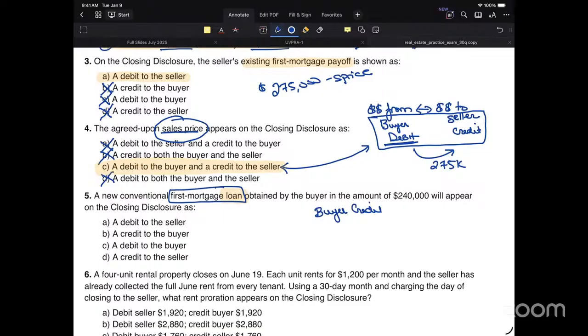Now, in previous questions, we might have had a seller debit, but that's not going to be our answer. It's a buyer credit because the buyer's receiving it, but who's bringing this money? And that would be the bank. They're not part of our list here. So yeah, no, it's just a buyer credit. So it's not a debit to the seller. Okay, I do like B, a credit to the buyer. I don't like that it's a debit to the buyer, and I don't like that it's a credit to the seller.